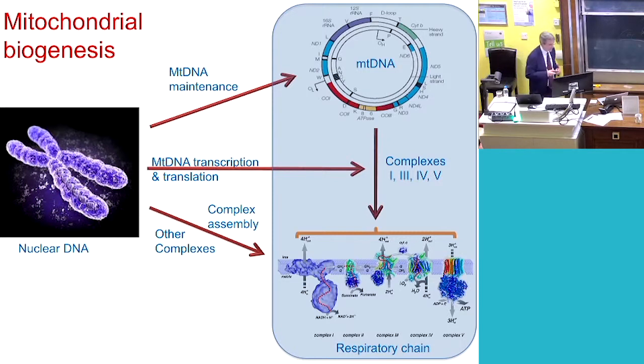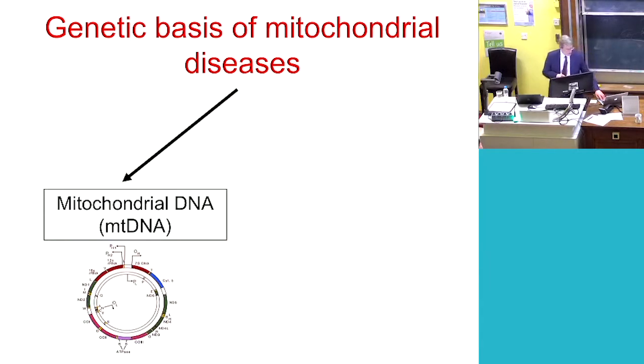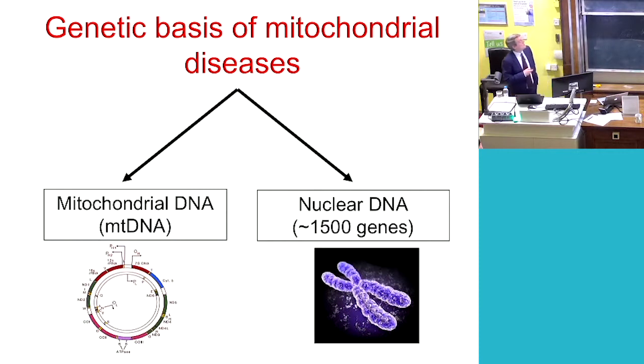So all that comes from the nuclear DNA. And so it's not surprising, therefore, that when you think about genetic disorders of this system, it can arise either from mutations of the mitochondrial genome or the nuclear genome.